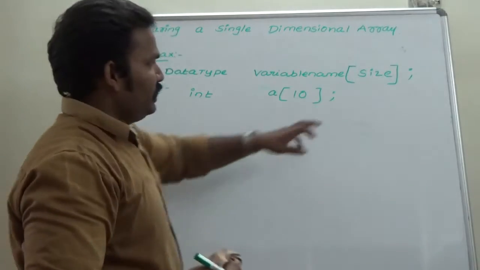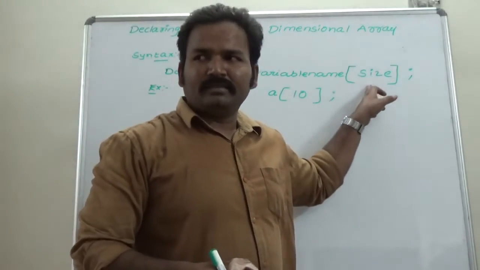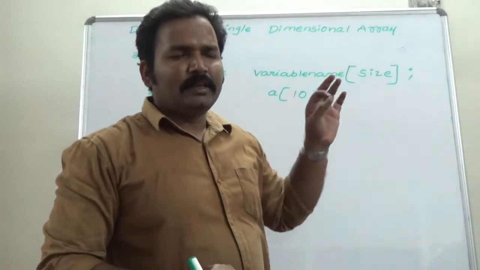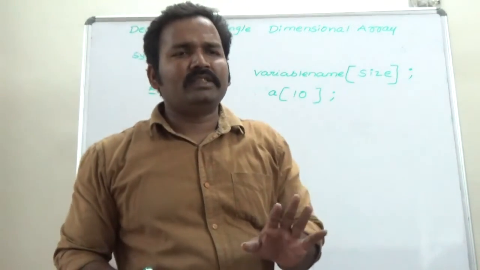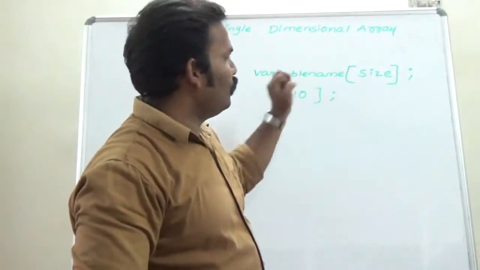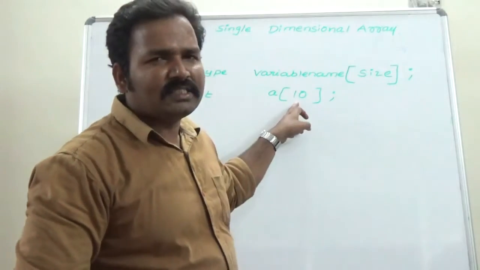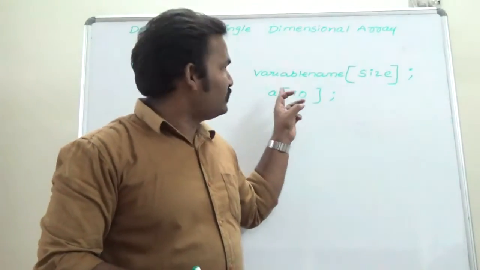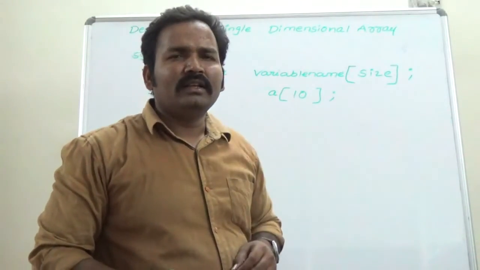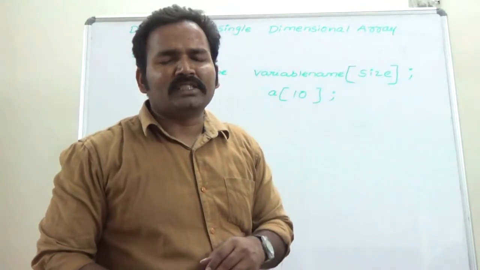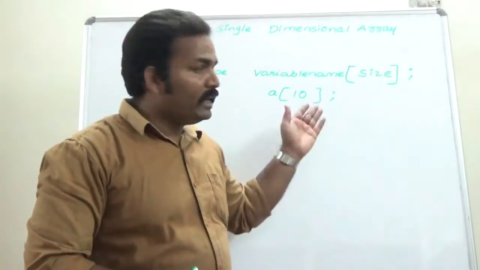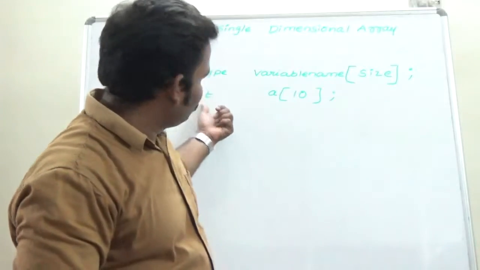Okay, so here the size indicates the maximum number of elements that the array can hold. Here I given size as 10. That means this array can hold maximum 10 elements. This array can store 10 elements of the same type.